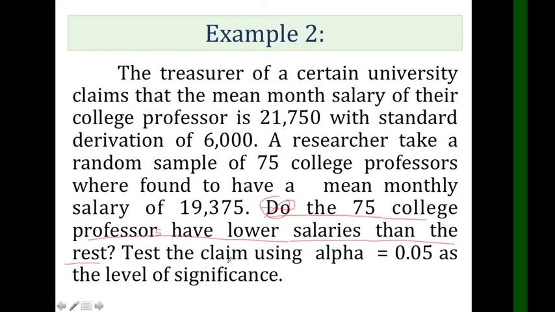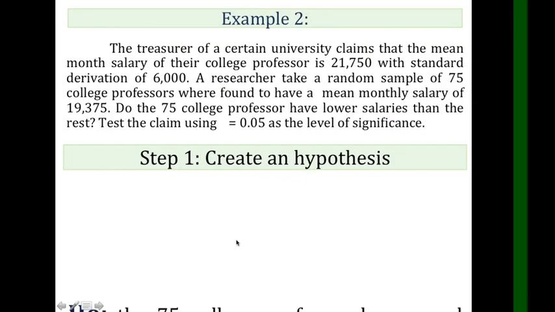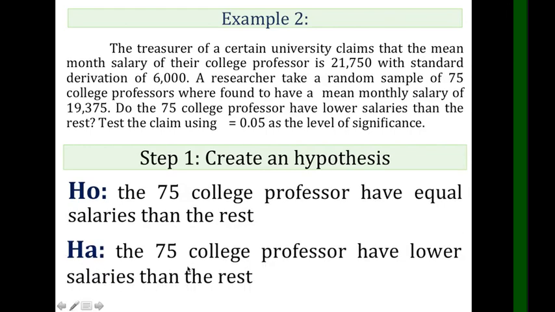Now, determine if the given statement is a null or alternative. So, find a clue. The clue is the word lower, which means that our given is an alternative hypothesis, because in the alternative it shows direction. Okay, so the 75 college professors have lower salaries than the rest. How to make it an H0 is yung lower, papalitan mo lang siya ng equal.